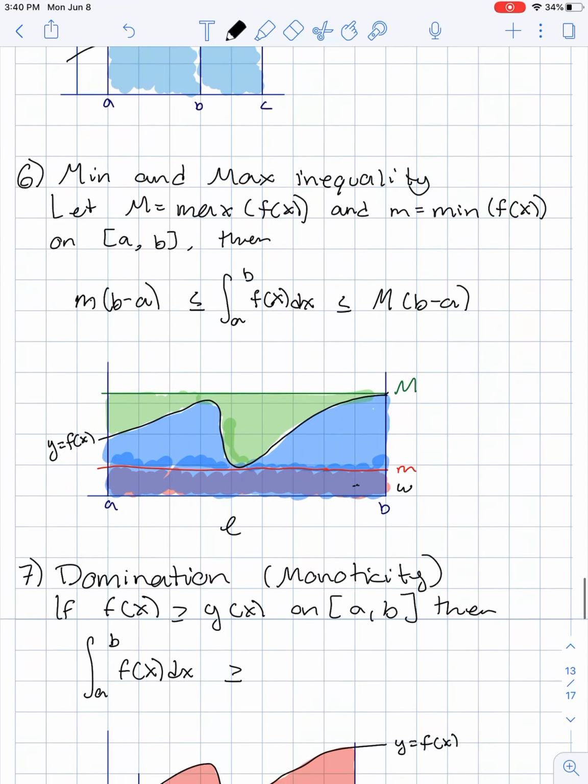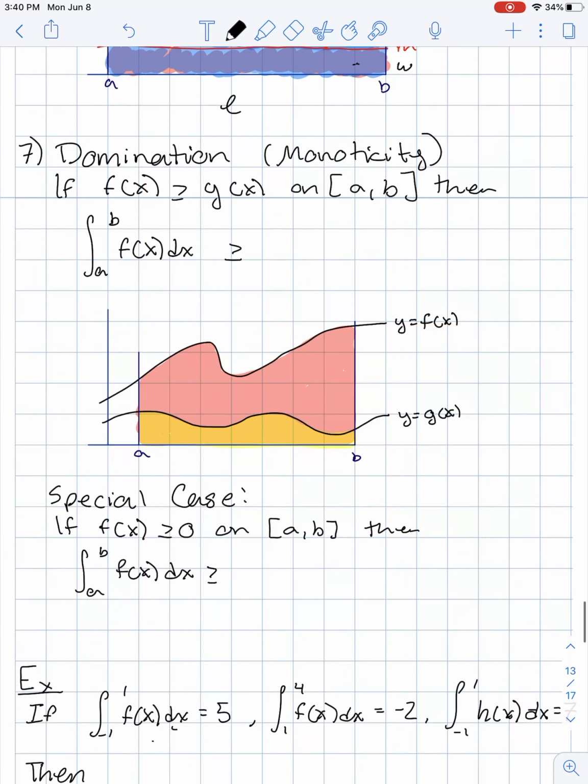All right? So the next one is also a pretty interesting one. It's called domination. In higher level mathematics, we also call this monotonicity. So if you're looking elsewhere to find more information on this property, and domination doesn't come up, monotonicity might be the word to use. I don't know why the text uses domination. That sounds really creepy. So if f of x is greater than g of x on all of [a, b], then the integral of f of x is going to be greater than the integral from a to b of g of x dx. And we can see that in our picture as well, right? That yellow area is a lot less than the big red area.